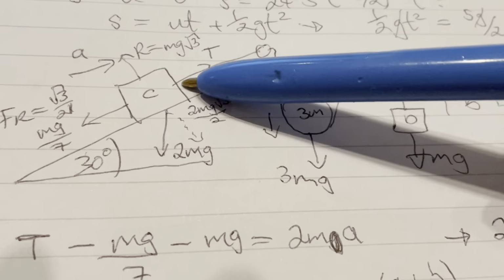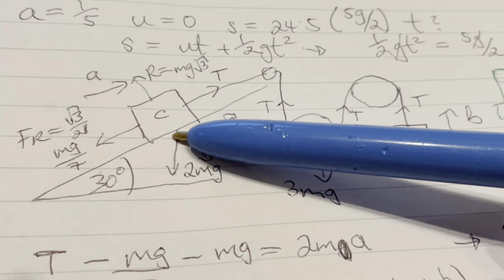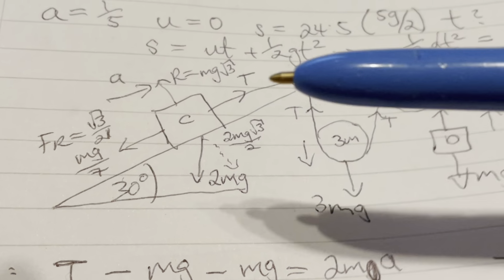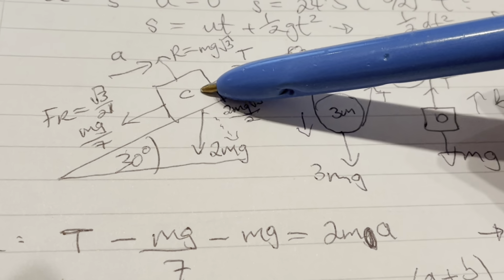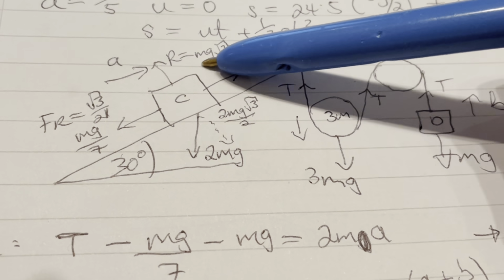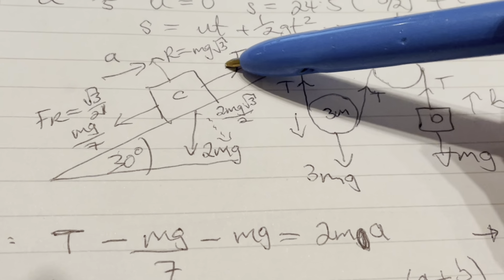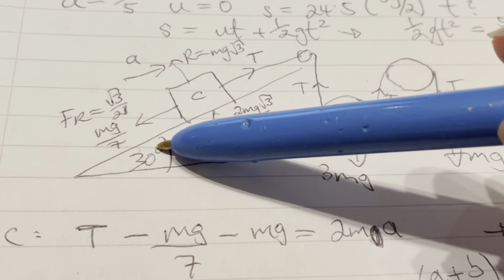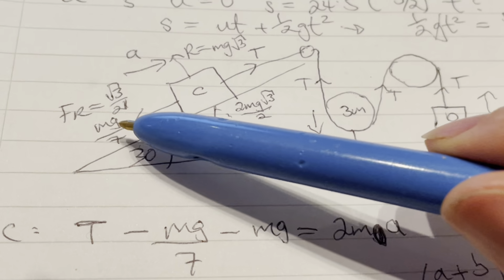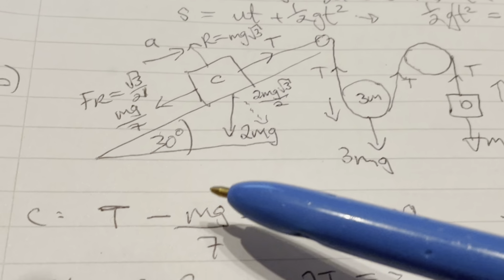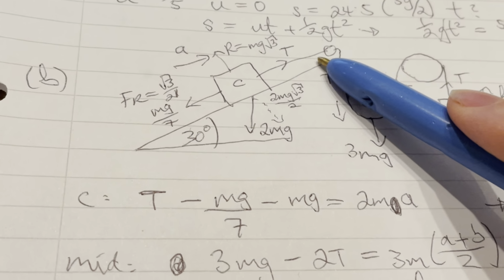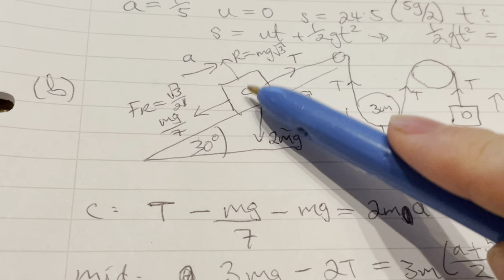So the difference here is that you have this guy on a rough plane here, like a wedge, although it's not moving, this wedge. So you have 2 mg, you resolve that to get your R value there, which turns out to be mg√3. You can then get your friction force, which is that R multiplied by mu, and that gives you a friction force of mg/7.